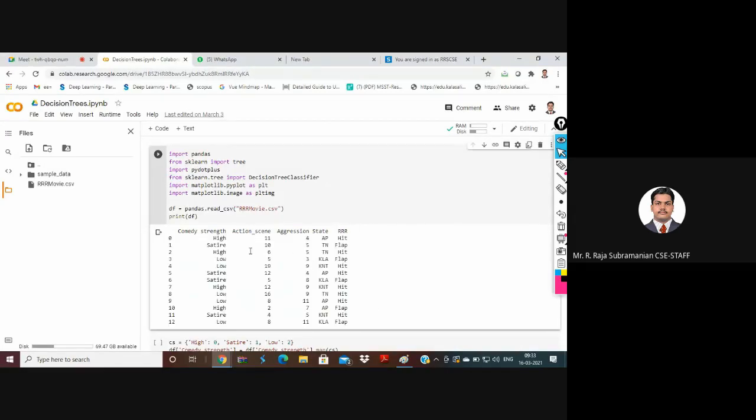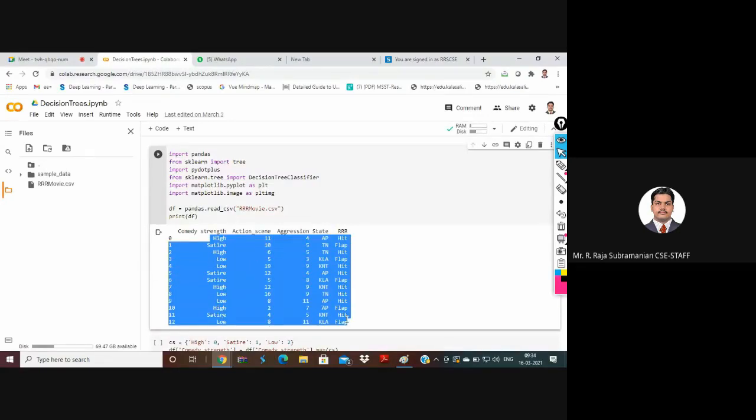Similarly, in decision trees, we need data in such a way that it is in attribute-value pairs. Now, I have comedy strength as an attribute whose values are high, satire, low. Action scene is an attribute whose values are 11, 10, 6, like that. Aggression is there, 4, 5, 6, and state is AP, like this. Now, can I give non-numerical data to decision trees so that it will classify better? Can I give non-numerical data?